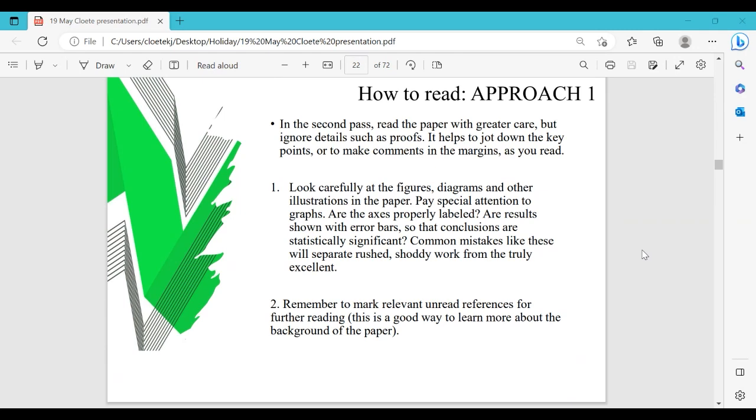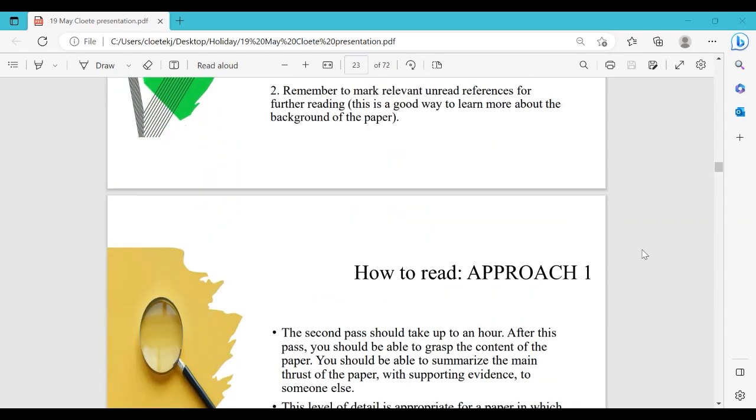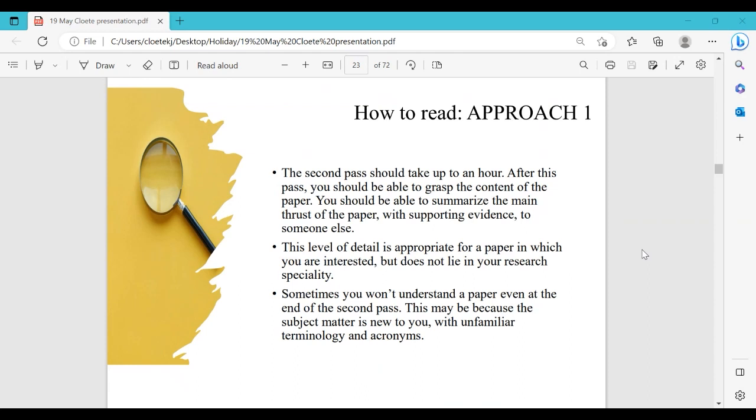Remember, not all published work may be correct depending on the standing or the impact of the journal. So that's why we said look out and read in high impact journals. Okay, you can also mark now some of the references that you haven't read yet that you want to use for further work. So you do all this in the second reading phase. Right? How long this takes may depend on you. It may take you up to an hour.